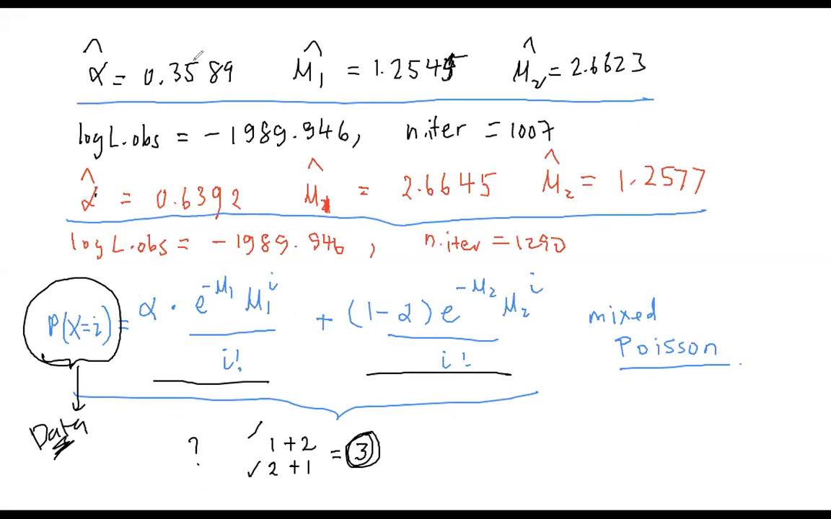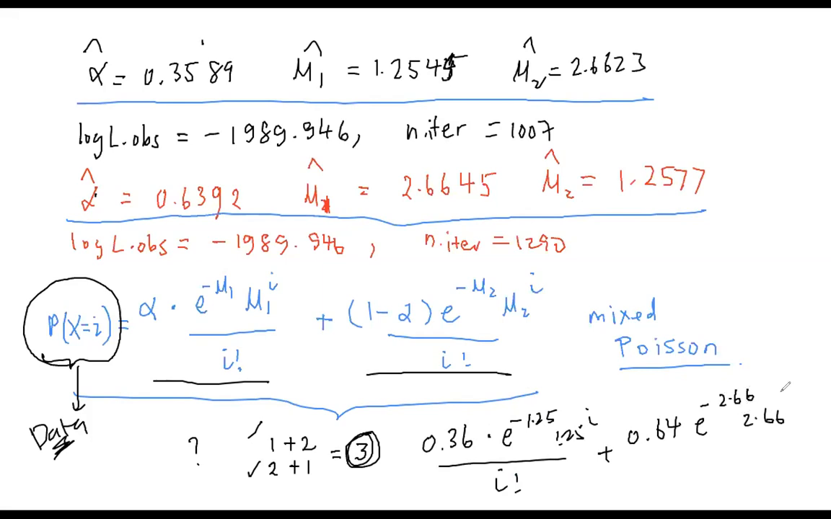You look at this situation here. Now, if you pick this situation, basically you have about 0.36 times e to the minus 1.25, 1.25 to the I over I factorial, plus 0.64, the complement, e to the minus 2.66, 2.66 to the I over I factorial, right? So if you take this set of solution, you produce this.